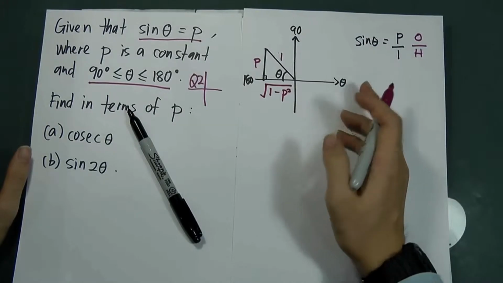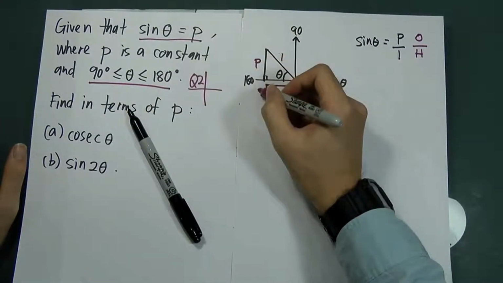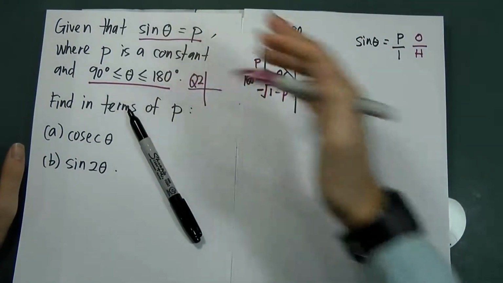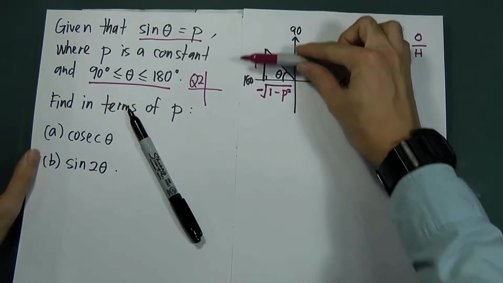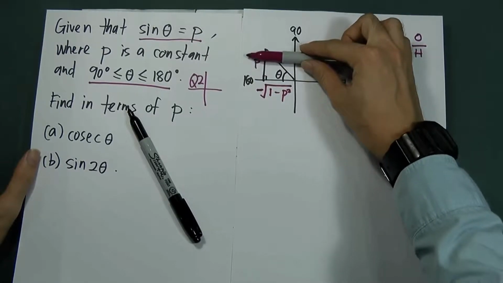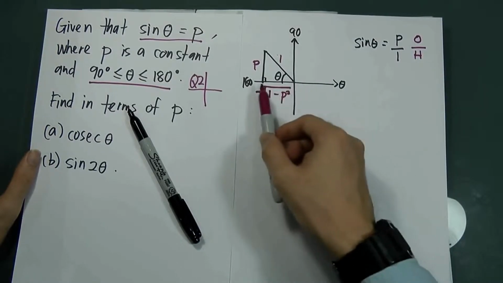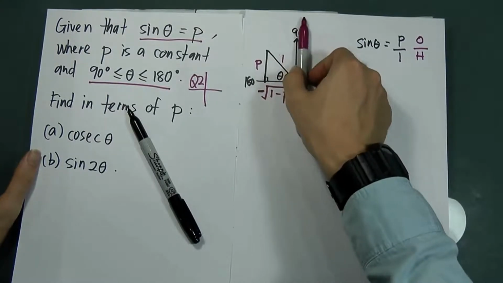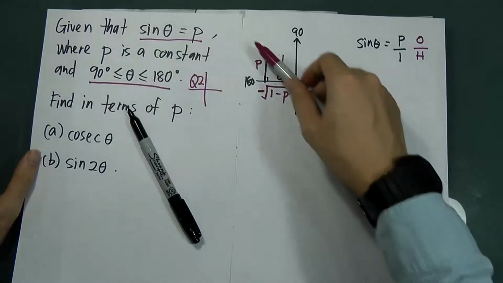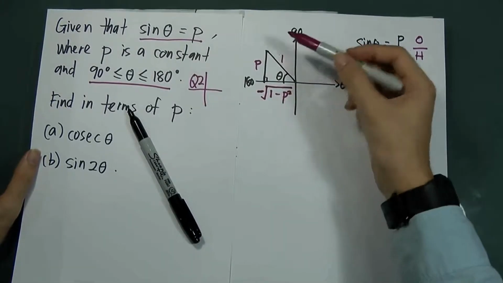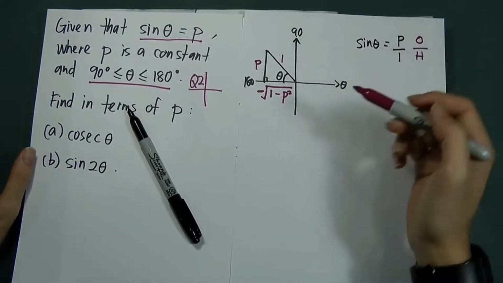However, imagine this is the y-axis. Everything before the y-axis should be negative. But then you might ask why P is positive? Because P is above the x-axis, and above the x-axis every value is positive. However, this adjacent side is across the y-axis, so you will get negative for this one. And the hypotenuse is something like the radius. The hypotenuse is always positive. You never put negative for the hypotenuse. Just remember this.